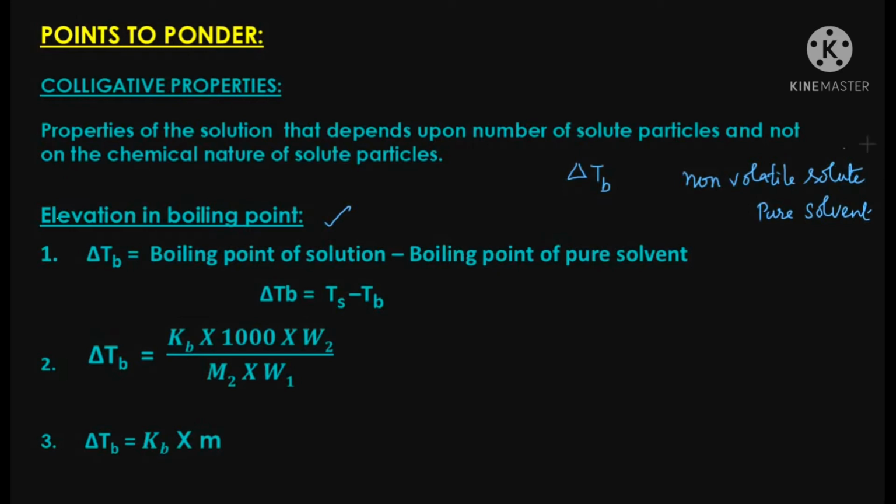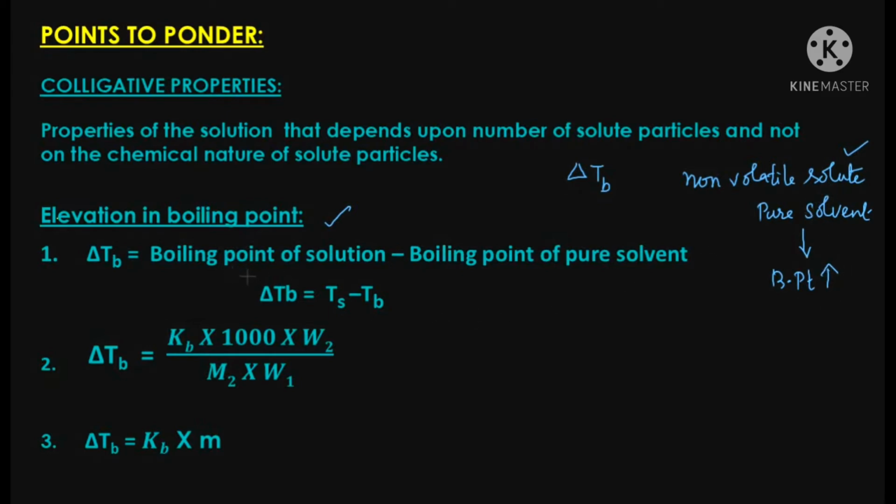this non-volatile solute will occupy the surface of the pure solvent and it will lower the vapor pressure of this pure solvent. It will not allow the pure solvent to vaporize easily since it is occupying the surface, right? So automatically the vapor pressure of the pure solvent will decrease. When the pressure decreases, the boiling point increases. There will be a hike in the boiling point of the solution after adding this solute.